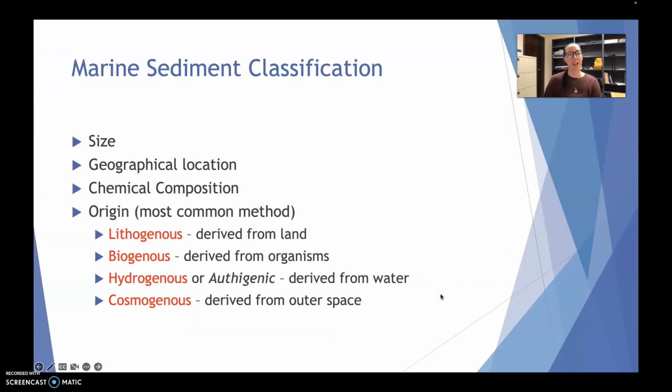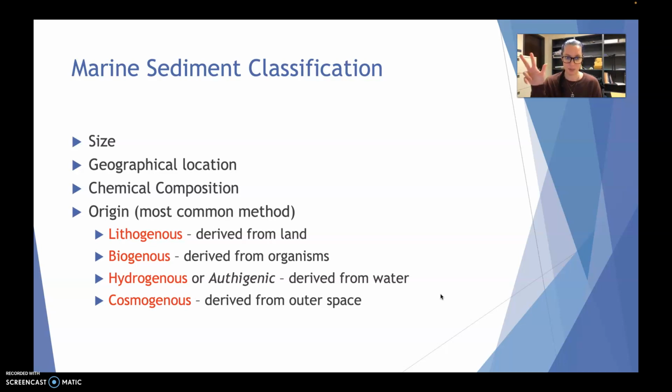Okay, so when we're talking about marine sediments, we classify them in 4 main ways. First, by their size. Are they big? Are they small? Are they really fine? Are they kind of medium coarse? Think of the last time you went to a beach, and think about the size of the sand that you've seen there. Geographical location. Are they in the polar regions? Are they in the tropical regions? Are they more in our backyard here in the middle latitudes? Just kind of, where are they at?